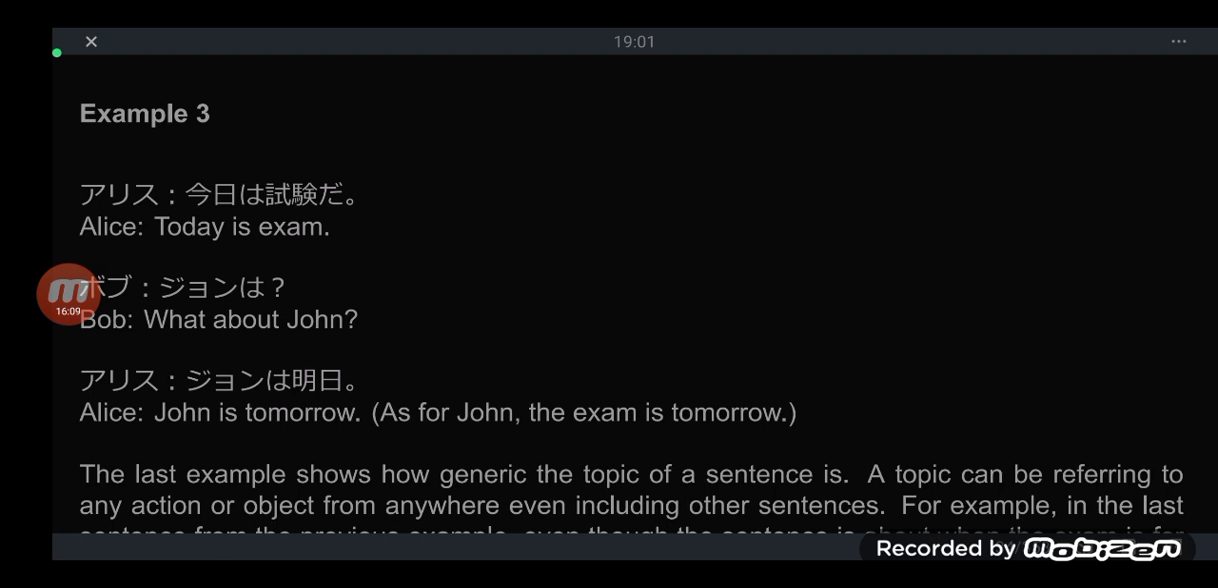Or how about nani ga? How about Jan? Jan wa? And Alice said, Jan wa ashita. Jan will probably come tomorrow. Jan wa ashita. As for Jan, the exam is tomorrow. Jan wa ashita.